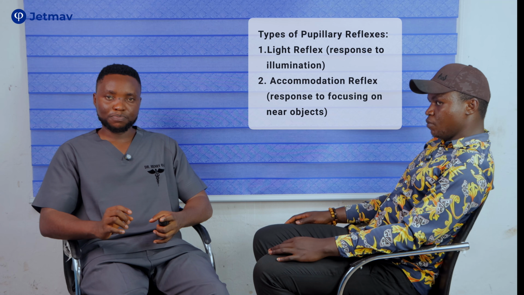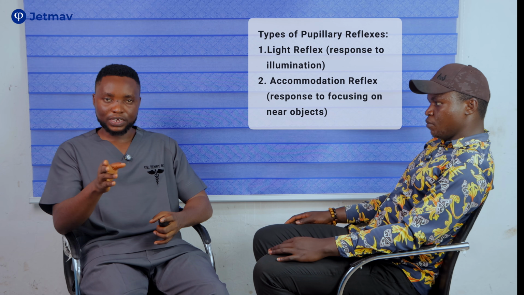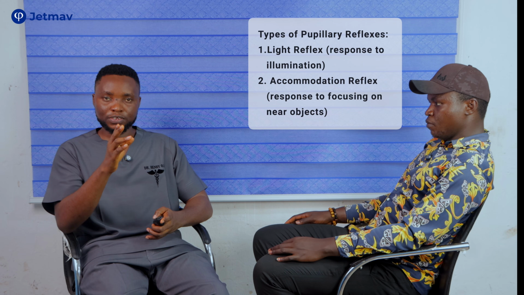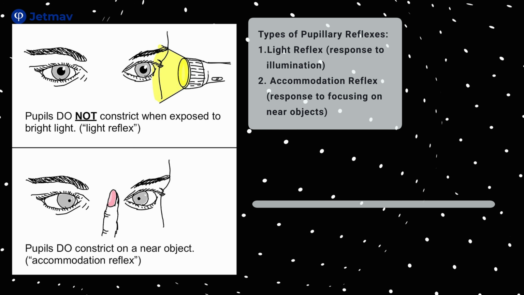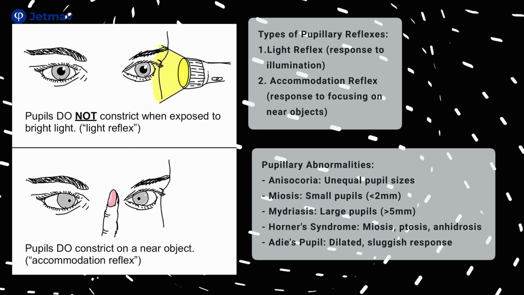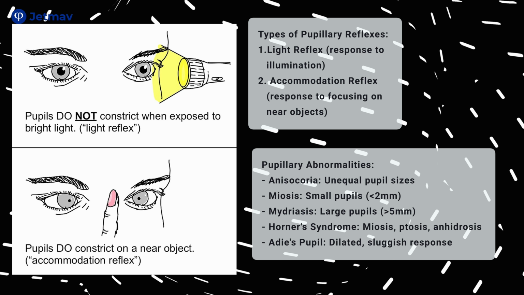Now, the next reflex is the accommodation reflex. This is where the patient looks at a distant object, okay, then tries to focus on a near object. You will expect the pupils to constrict and the eyes to converge. So that's known as accommodation reflex, and that is the final reflex we will test.